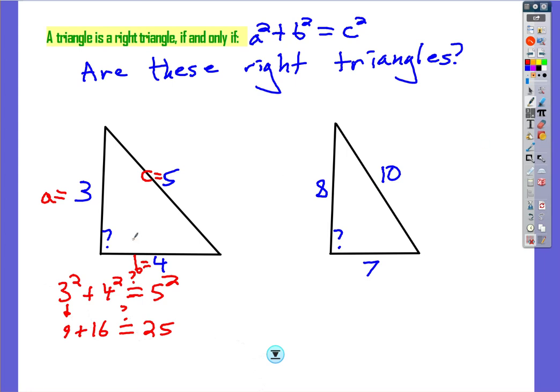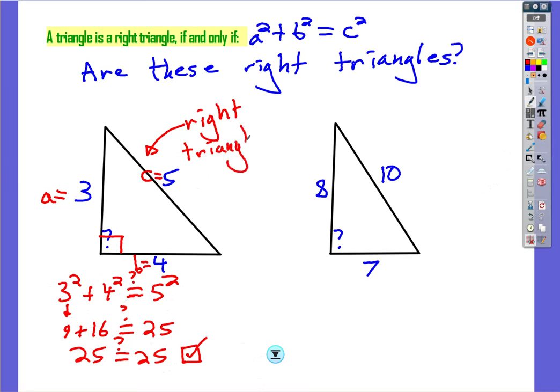So I add the left-hand side together. We'll simplify that. 9 plus 16 gives me 25. And we get to a statement, 25 equals 25. So what I have found here is that a squared plus b squared did indeed equal c squared. So we can go ahead and label this and say that is a right triangle. So now let's see what happens if I give you something that isn't a right triangle.